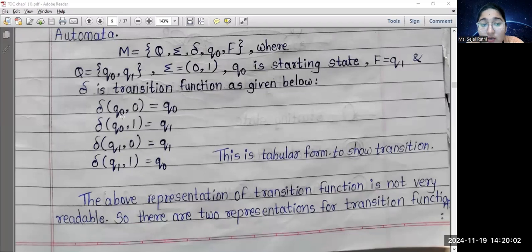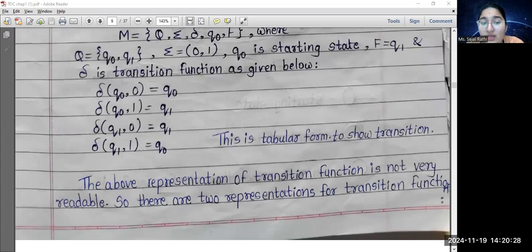What does it mean? With the input 0 on Q0, the next state will be Q0. It means it is a self loop, correct? Again for Q0, with input 1, the next state will be Q1. With input 0 on Q1, the next state will be Q1. And for Q1 with input 1, the next state will be Q0. This transition format is called the tabular format for showing the transition.